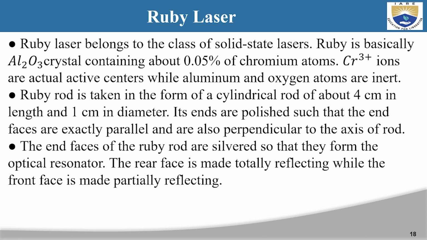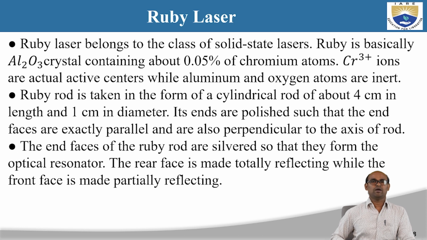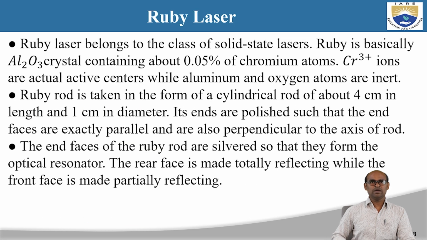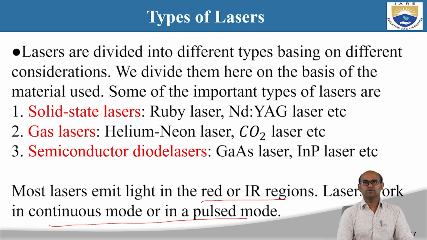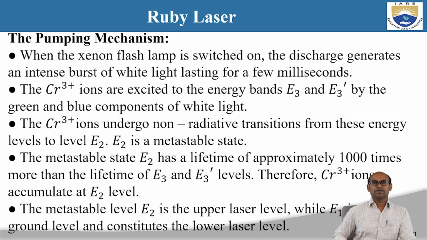So this is just the classification of lasers based on what kind of materials we are going to use to fabricate the laser. In the next presentation, I am going to discuss different types of lasers. For example, in solid state lasers, we are going to discuss the ruby laser, and in gas lasers, we are going to discuss the helium neon laser. So that I will continue in the next presentation.